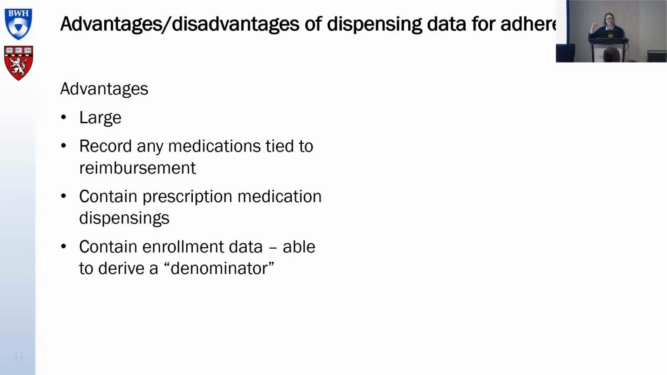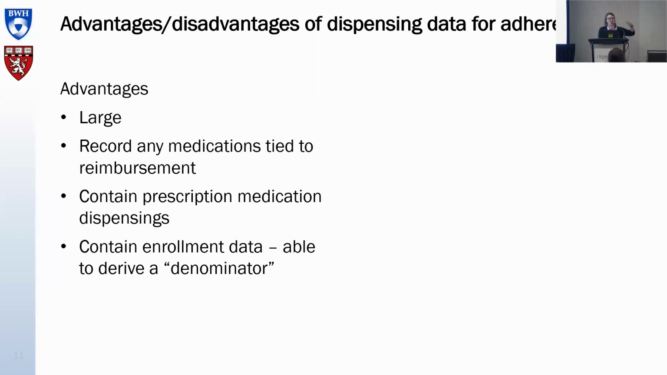So what's good about these big data, I hate that word, but these larger data for adherence is that they're large, right? And so that's useful to us typically for a variety of reasons. More importantly, because they're prescription data, if they were paid for by the insurer, we're going to be seeing them. And so unless we're worried about patients filling outside the insurer, we're going to have any medications in our data that were tied to them paying for it. We have all the prescription medications, dispensings, and what's really useful is knowing enrollment. So of course, when you are using claims data from an insurer, you know when they were no longer enrolled.